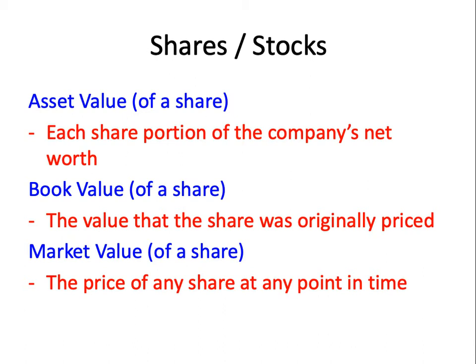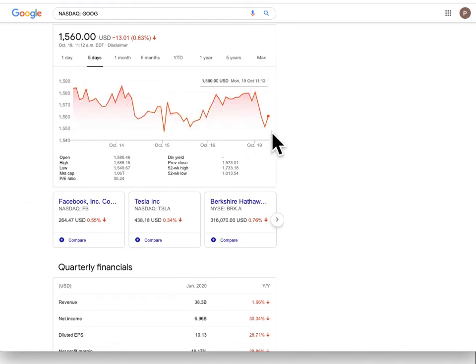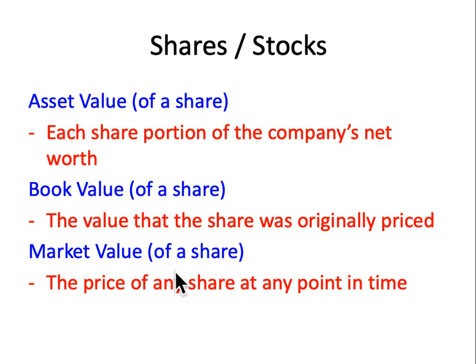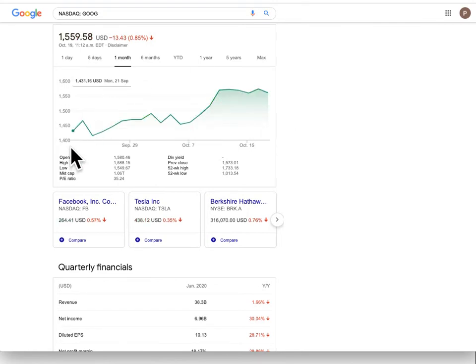So right now, if I look at an example of market value, if you look at Google, and so this is the chart for Google stock, and so maybe I'll put it to 5 days, you'll see that right now Google is worth $1,560 US. And so that's the price of one share of Google. Okay, that's the market price. And so right here, the market value of a share, the price at any share at any point in time. This morning, Google opened at $1,583.78. It's gone down a little bit. A month ago, it was worth $1,431.16.